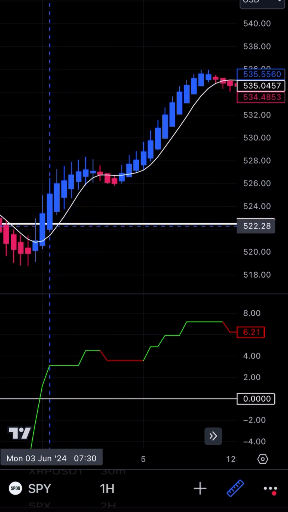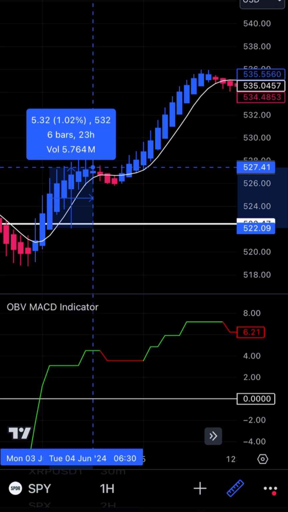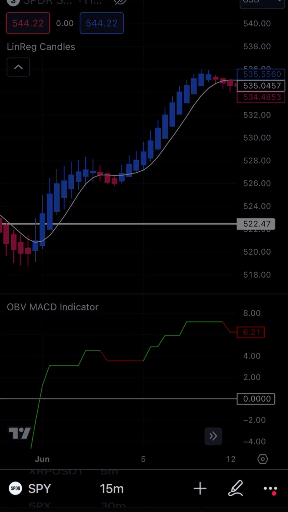And then right here, we got it crossing up on the zero line. We also see it crossing above the zero line. So we come in right about here to here, scalp this for a day, and you made $532.